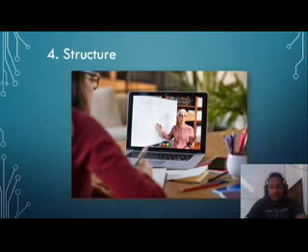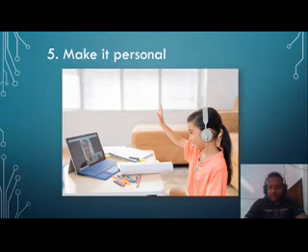Otherwise the students will get bored and forget your lesson. So this three act structure, you can use it for your classrooms. And the next point, as I mentioned, is make it personal. Let your students share their experiences, hobbies, and what they do in their daily life.